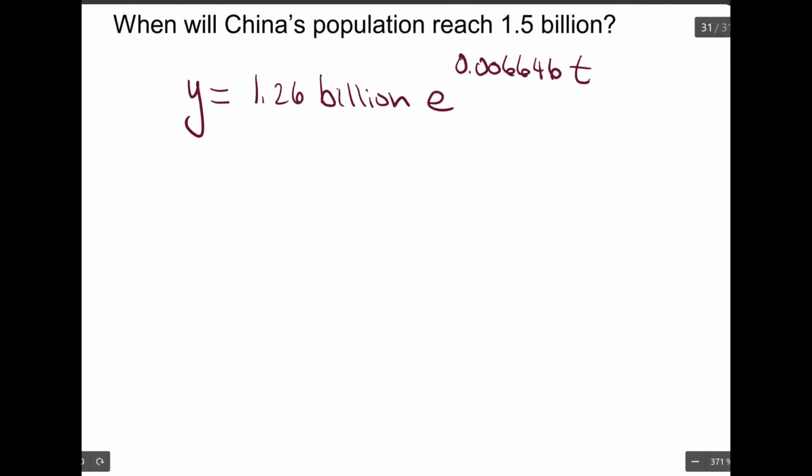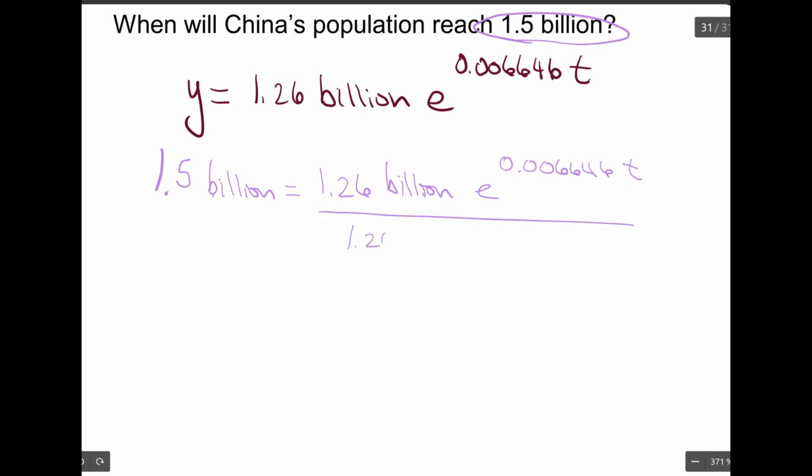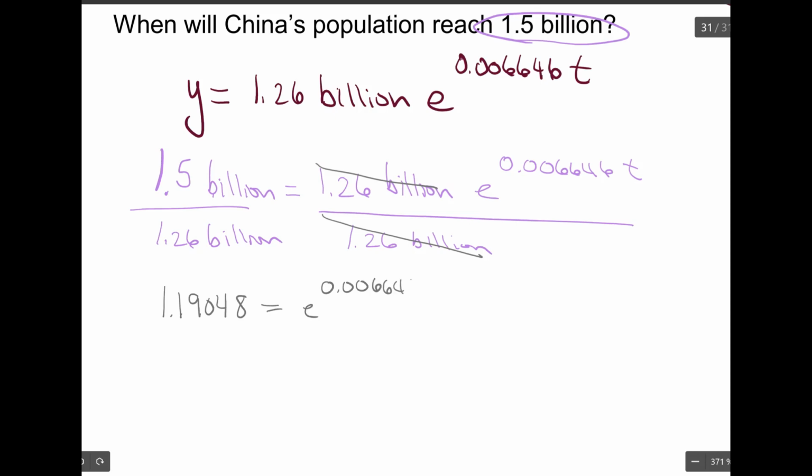Your y is 1.5. Exactly. I know my y. My y is gonna be 1.5. So I have 1.5 billion is equal to 1.26 billion times e to 0.006646 t. Divide by 1.26 billion on both sides. 1.1904. Okay, so these cancel out. We're left with 1.1904 is equal to e to the 0.006646 t.